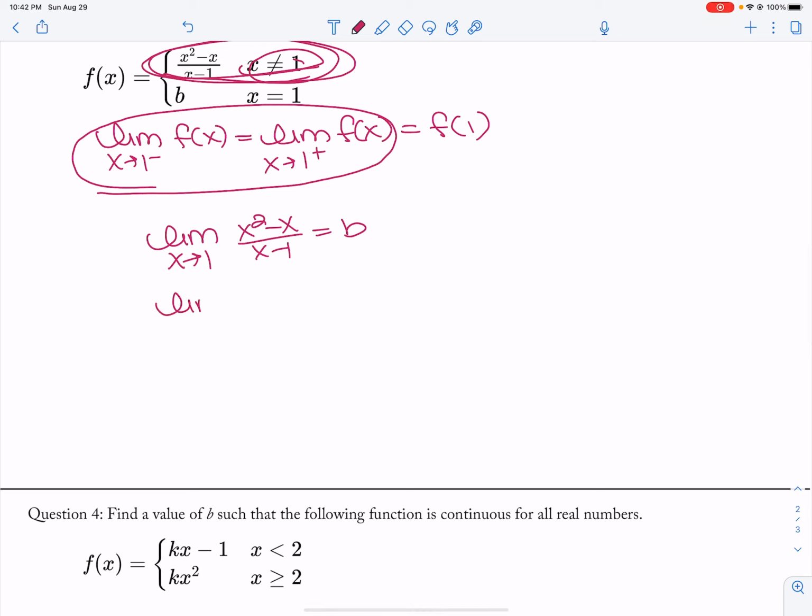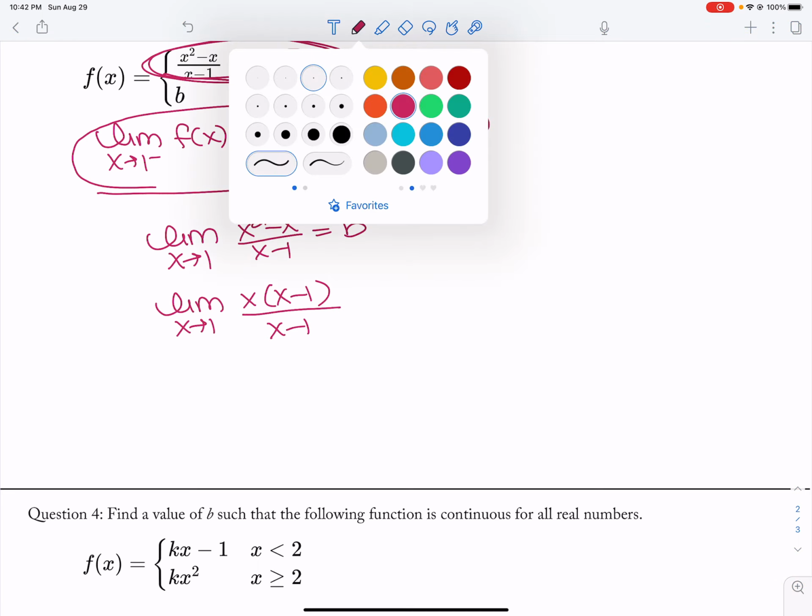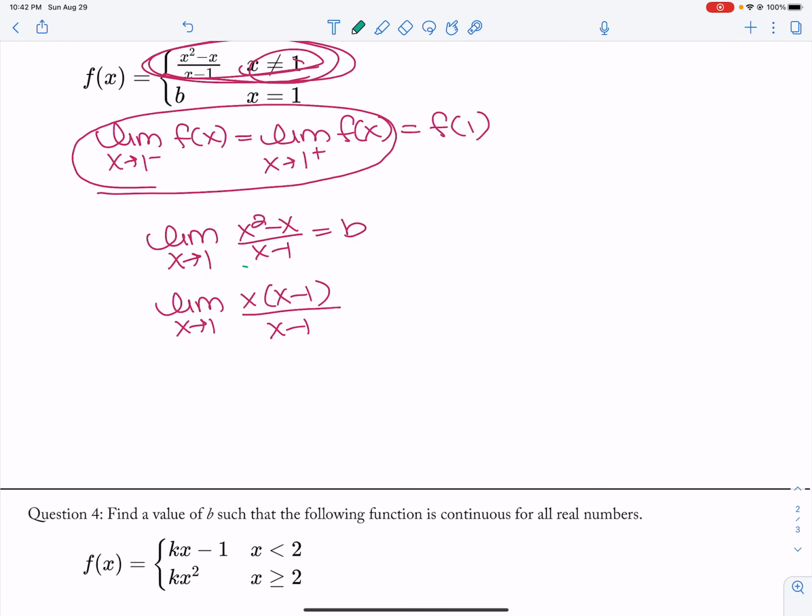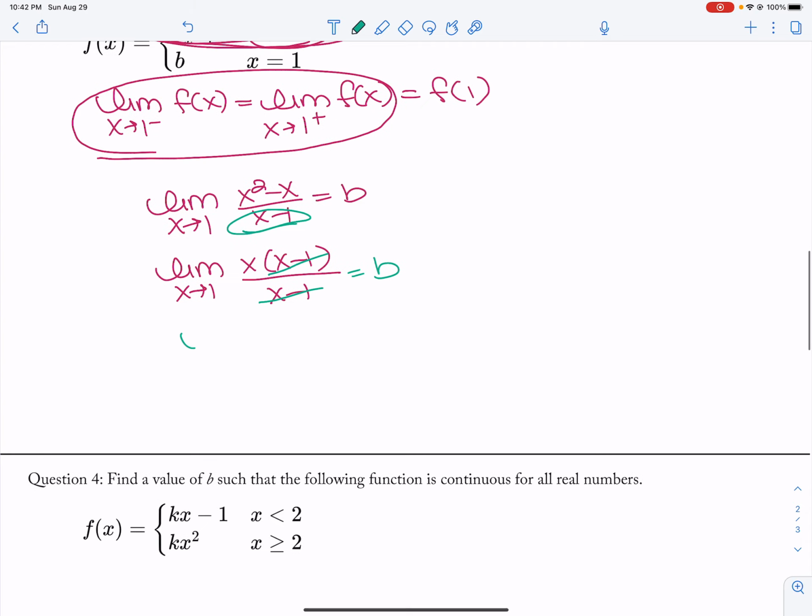So I'm going to take the limit as x approaches 1. I have a common factor of x in the numerator, so I'm factoring out an x. The reason I'm factoring out an x is because if I were to just plug 1 into my denominator to start off with, I would have gotten 0 in the denominator. This is supposed to be equal to b, so I get the limit as x approaches 1 of x is equal to b. Then I plug in 1 for x, so 1 is equal to b. Okay, so that's the value of b.